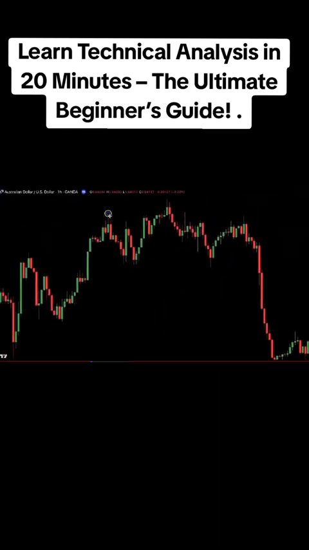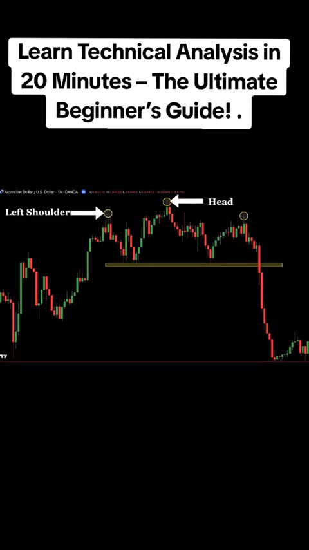The head and shoulders pattern is one of the most reliable trend reversal patterns. It signals that an uptrend may be coming to an end and a potential downtrend could begin. This pattern consists of three peaks. Left shoulder, price rises and then pulls back. Head, price makes a higher peak, then drops again. Right shoulder, price moves up again, but forms a lower peak than the head, showing weakness.